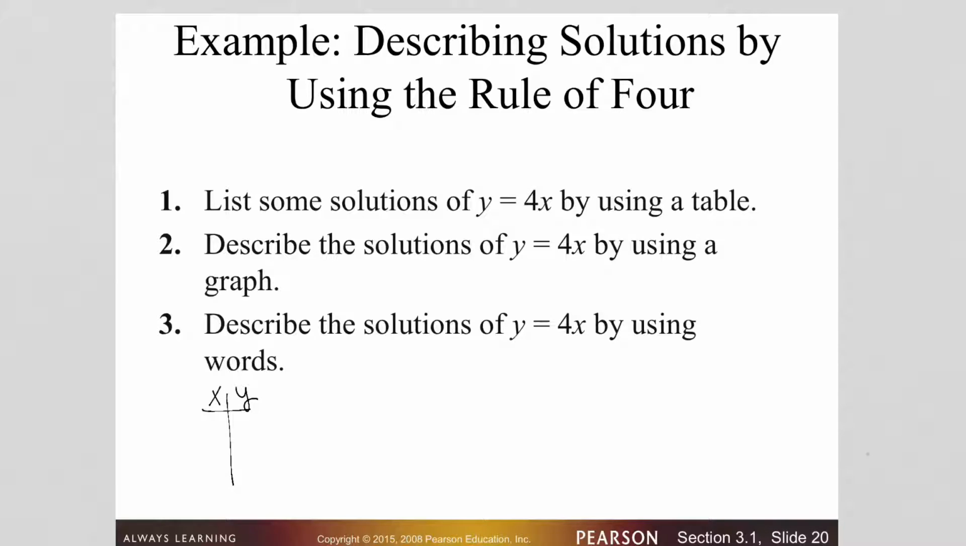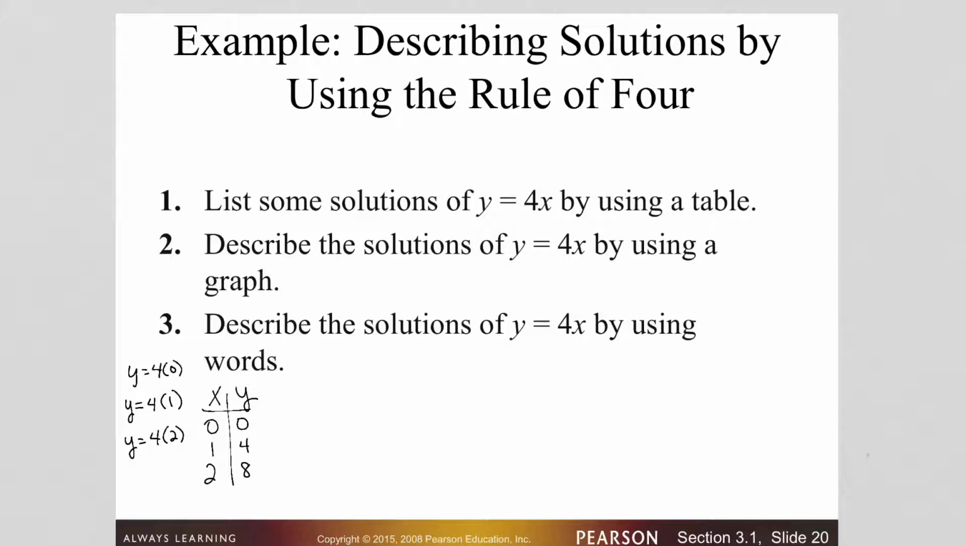I'm going to be picking out values for x. Let's start with 0, 1, and 2. I'm going to put in 0 for x. So y is equal to 4 times 0, which is 0. Now I'm going to put in 1 for x. y is equal to 4 times 1, which is 4. Now I'm going to put in 2 for x, which is 8. Okay, so there's my table.